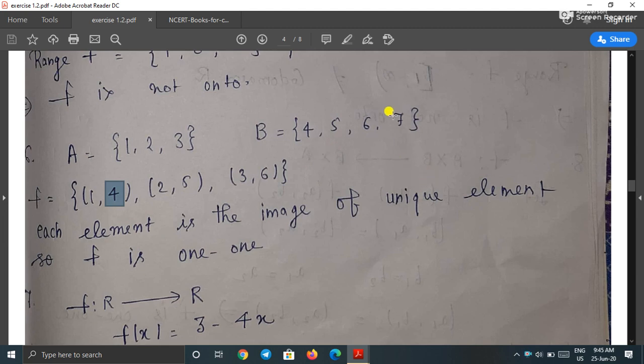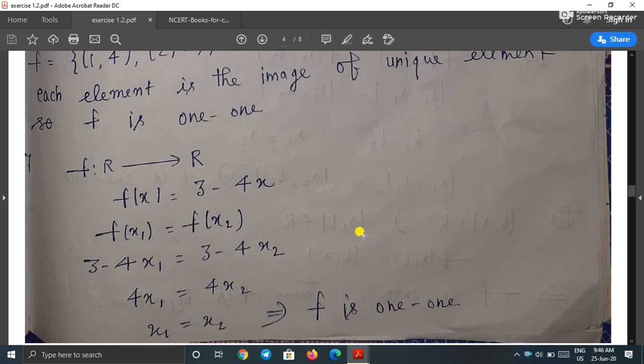But can you tell me that the function is onto or not? The function is not onto, because the range of f is 4, 5, 6 and the codomain is 4, 5, 6, 7. The codomain is not equal to the range, so the function is not onto, because 7 is a point in the codomain which has no pre-image. 7 बेटा एक ऐसा पॉइंट है कोडोमेन में जो किसी की भी इमेज नहीं बना. इन अदर वर्ड्स वी कैन से दैट 7 को कोई भी प्री इमेज नहीं मिली. ओके, सो द फंक्शन इज नॉट ऑन टू.